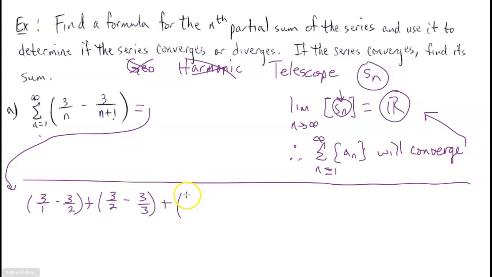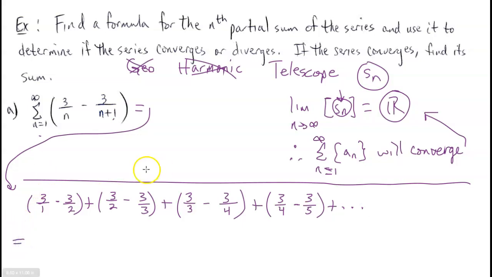plus we'll have 3 divided by 3 minus 3 divided by 4, plus 3 divided by 4, and this is minus 3 divided by 5, and so on and so forth. Okay.